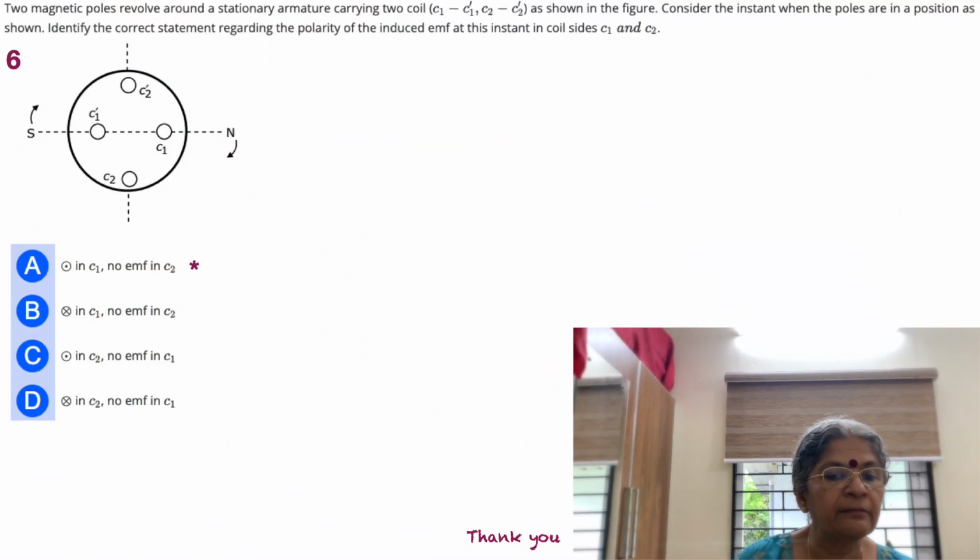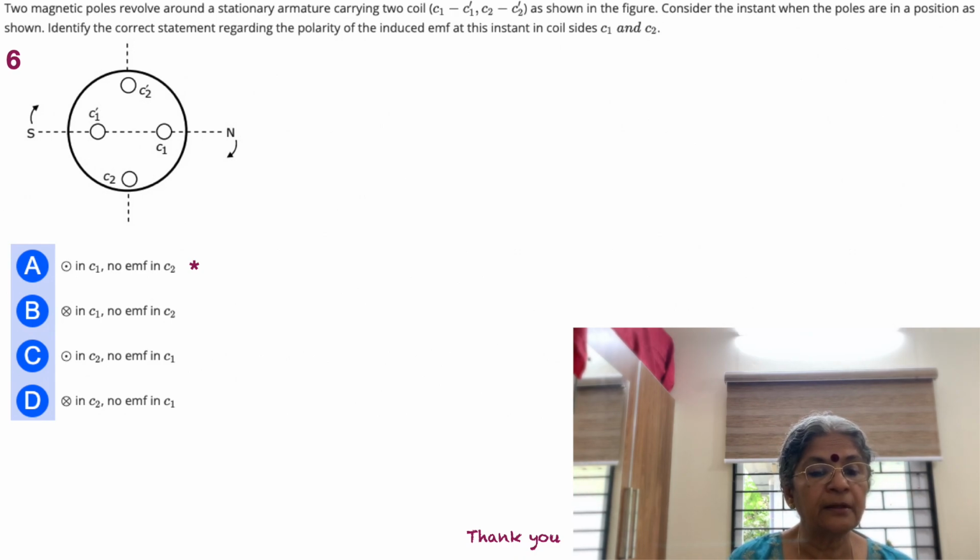Moving on to the last slide. It looks like a machine. We have C1 dash as one coil, and C2 dash as another coil, and the poles seem to be rotating. Two magnetic poles revolve around a stationary armature carrying two coils, C1 dash and C2 dash, as shown in the figure. Consider the instant when the poles are in a position as shown. Identify the correct statement regarding the polarity of the induced EMF at this instant in coils C1 and C2.